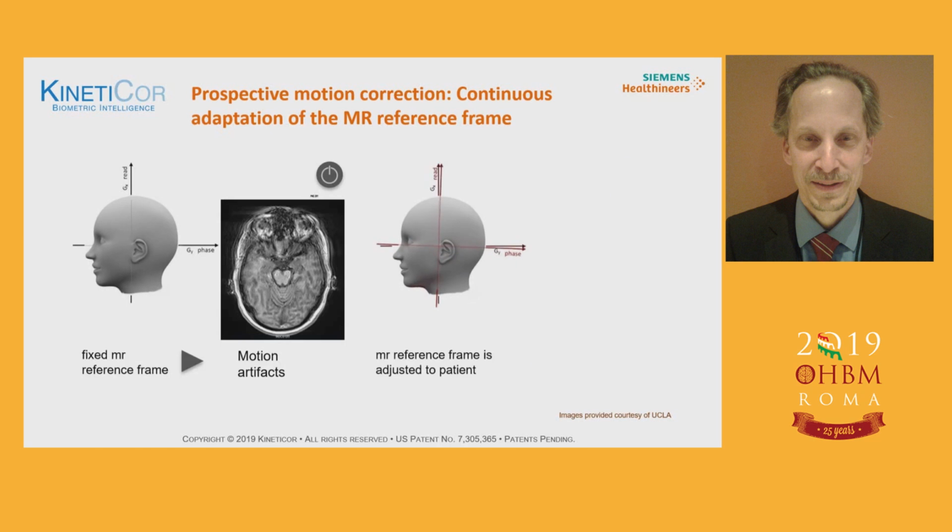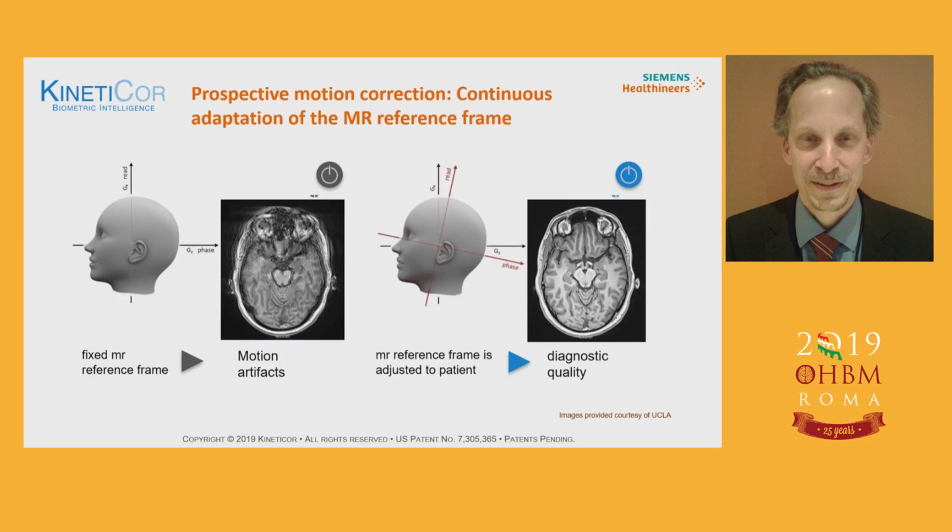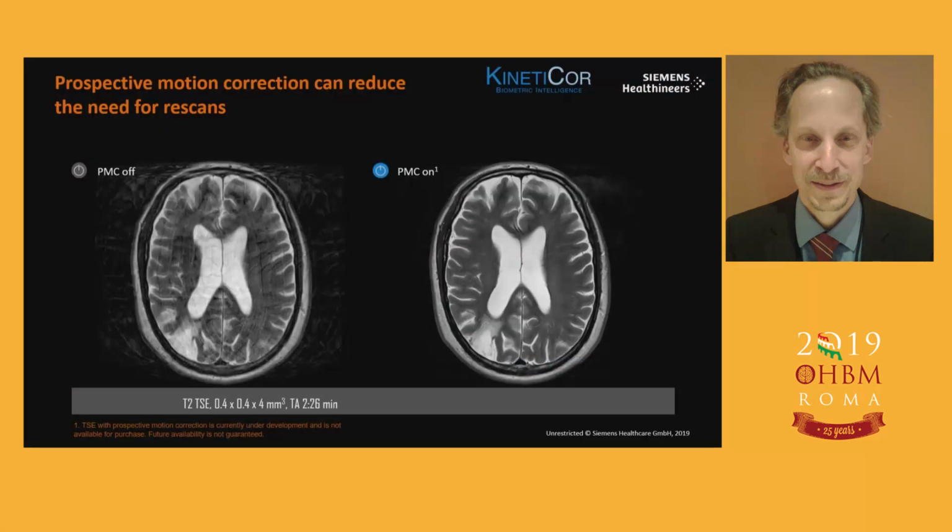So what we can do: the camera system detects the motion, then correction gradients are calculated and played out immediately to adjust the MR reference frame to the patient. So for the acquisition, it looks like the patient is not moving at all because the MR reference frame is adjusted. And this gives you, of course, a much better image quality and a much higher diagnostic quality of the data.